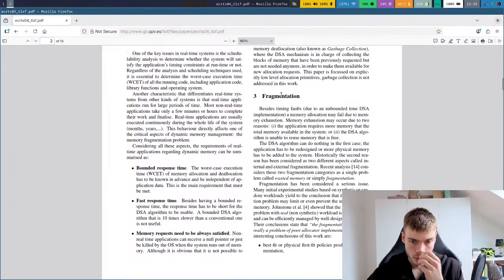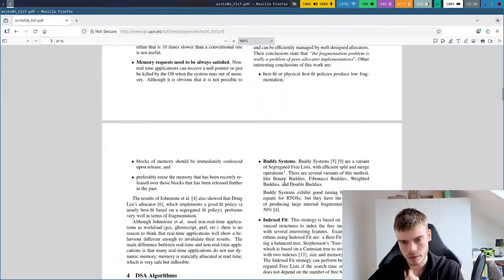So we're dealing with RTOS memory allocation. See whether that's our use.